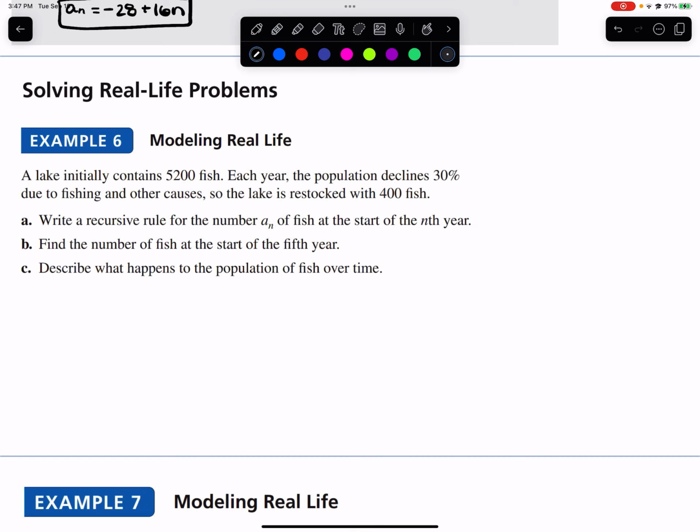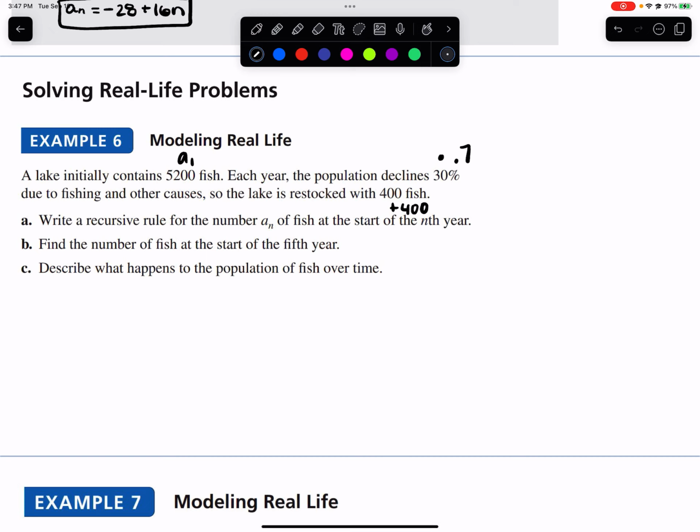Okay. Example 6, modeling real life. A lake initially contains 5,200 fish, so that's a sub 1. Each year, the population declines 30% due to fishing and other causes, so the lake is restocked with 400 fish. So we are going down by 30%, which means we are multiplying by 0.7. I'm taking 100% minus 30%, so I'm finding 70%. And then I'm adding 400.